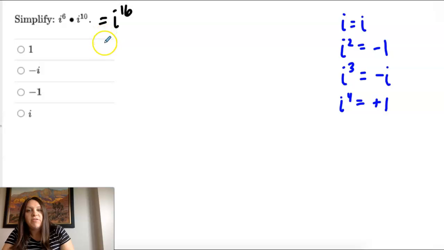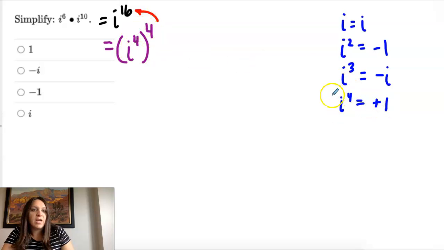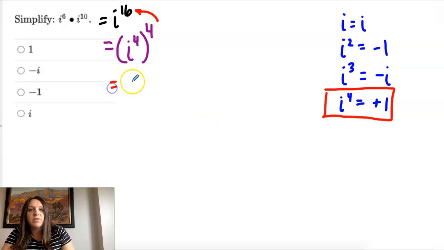And we get those by breaking those apart. So I'm going to rewrite i to the 16th using exponent properties, x to the 4th, all to the 4th. So if I multiply these, I get the 16th. And I used 4 because I know this one. i to the 4th is positive 1. So I get positive 1 to the 4th power, which is just 1.